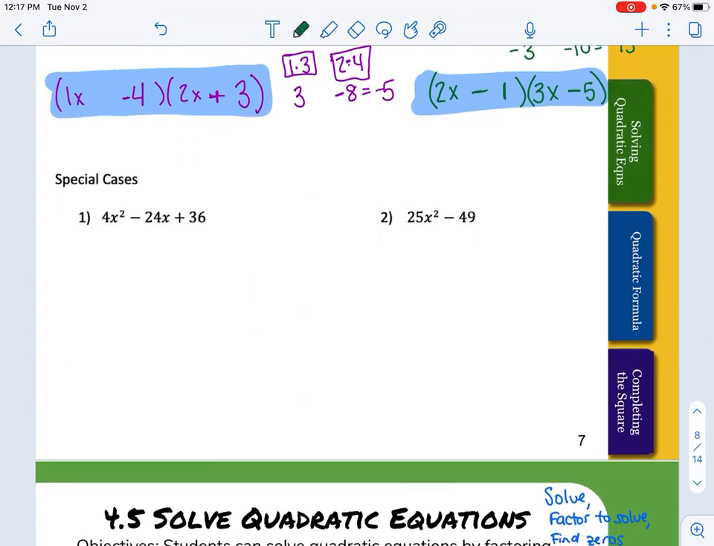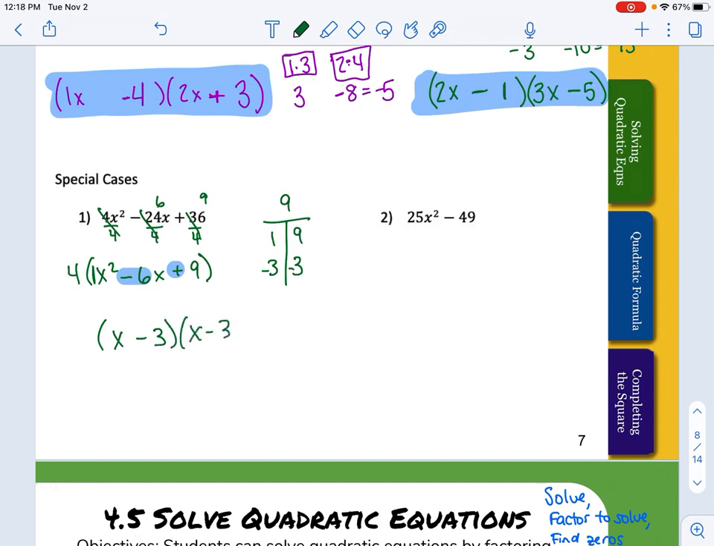Now we have 2 special cases. This first one, you'll notice that we can actually factor out a greatest common factor. That wasn't happening before, but we can do that this time. And then we can go ahead and factor, like we had before. Mistake there. This is a 1 now, so all we have to do is find factors of 9. This is like our previous lesson. We need factors of 9 that add to negative 6. That means they are both negative. So we have x minus 3 and x minus 3.